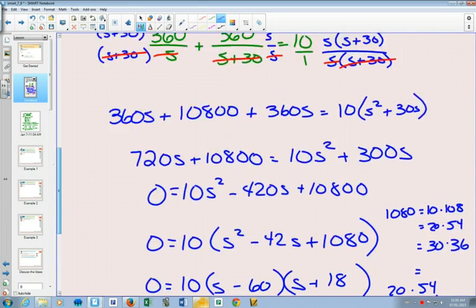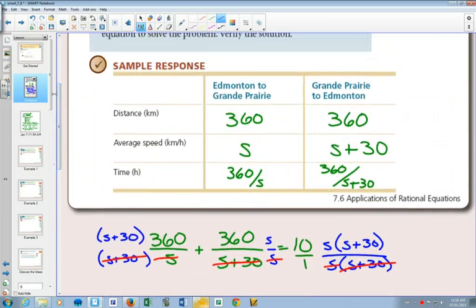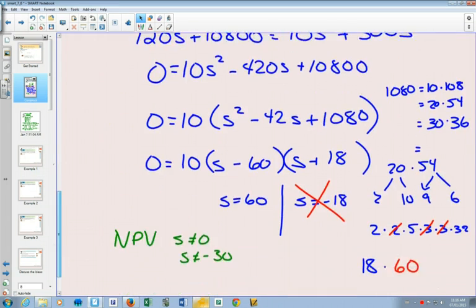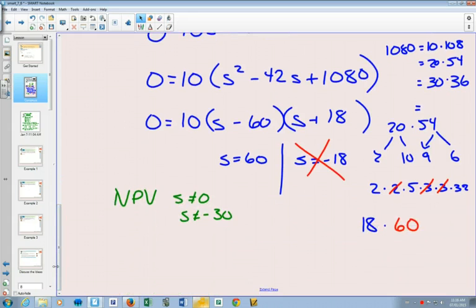We go back to our question. What does that mean? His speed from Edmonton to Grand Prairie was 60. His speed on the way back was 90. So this question, of course, the factoring was really difficult. Could probably go to, with those big numbers, use the quadratic formula. But solving for s, we were able to get 60, and we've solved the problem.